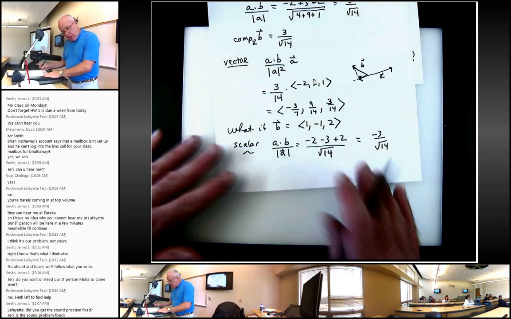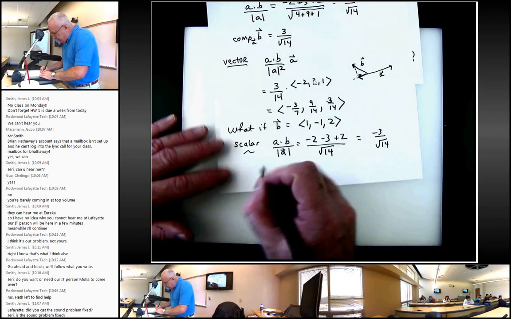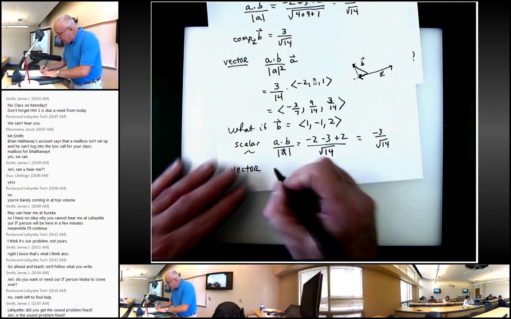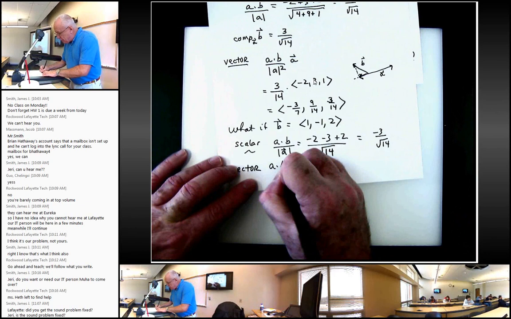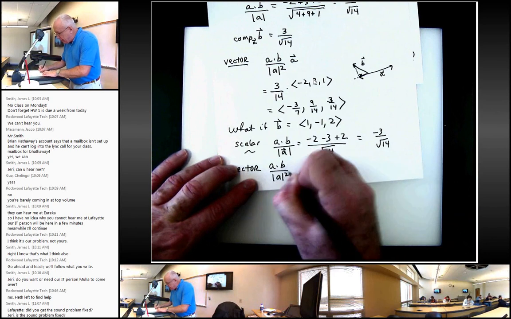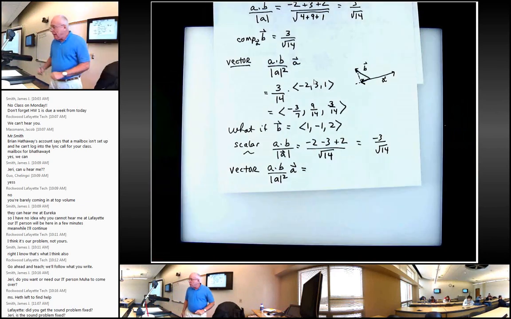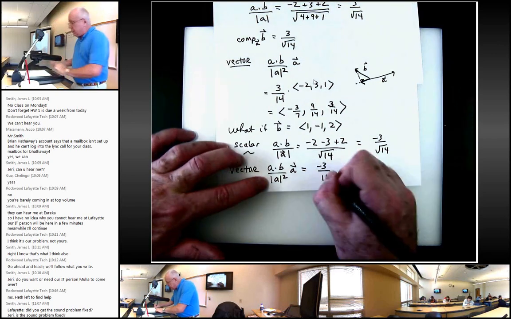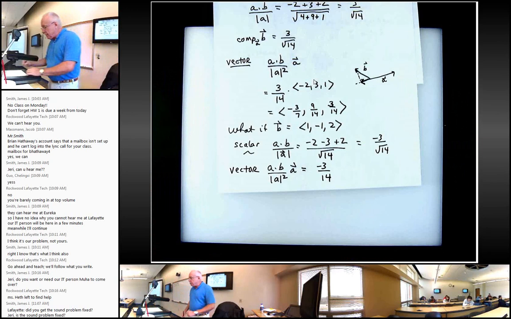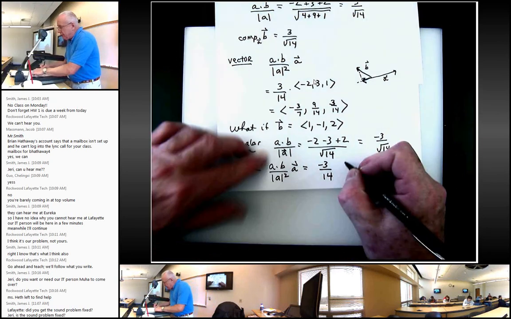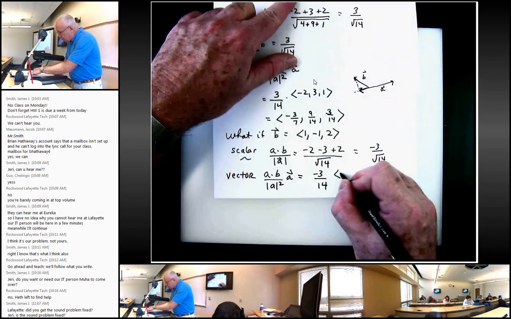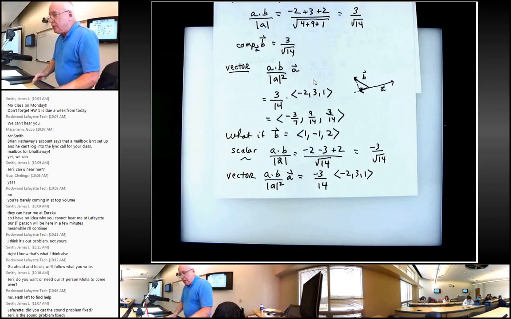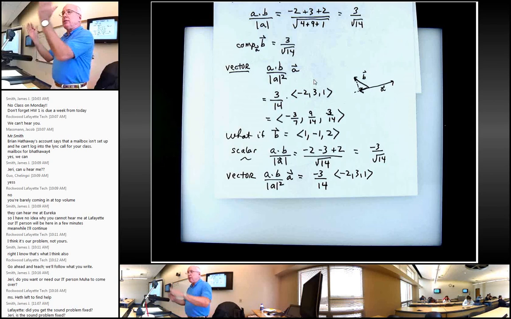So that's our scalar, and as far as the vector part is concerned, that's going to be A dot B over the magnitude of A squared times A. A dot B is going to be -3. Again, that's going to be 14 rather than the square root of 14. And then my A vector is -2, 3, and 1. So that scalar projection can be a negative number if the vectors are far enough away from each other in direction.